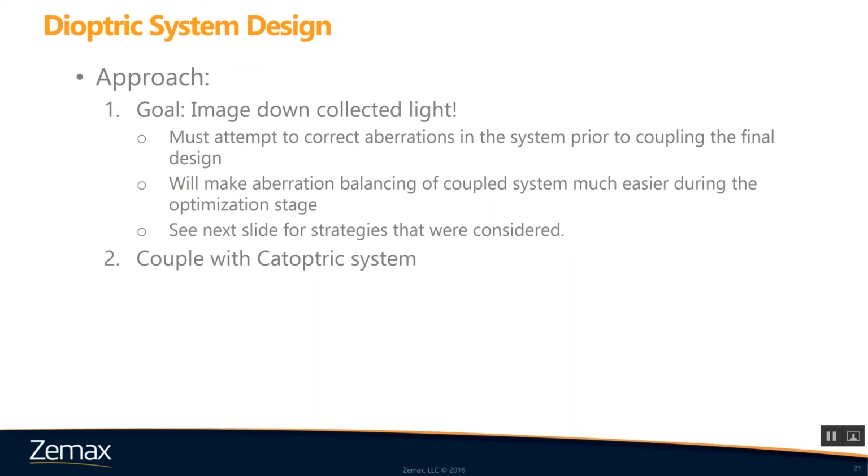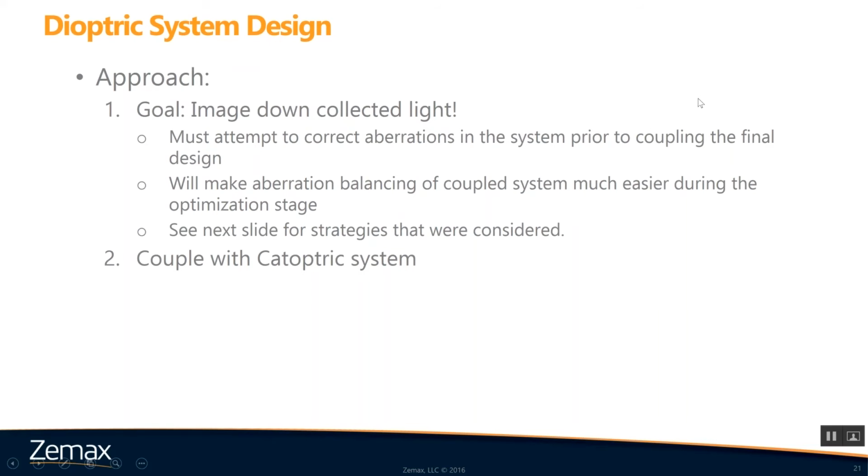So now that we have that, we can move on to our dioptric system design. And the goal here is relatively simple. We just have to image down the light collected by our mirrors. But in doing so, we have to ensure that we correct for aberrations as much as possible before coupling this system in. That'll make aberration balancing of the coupled system a lot easier during that optimization stage.